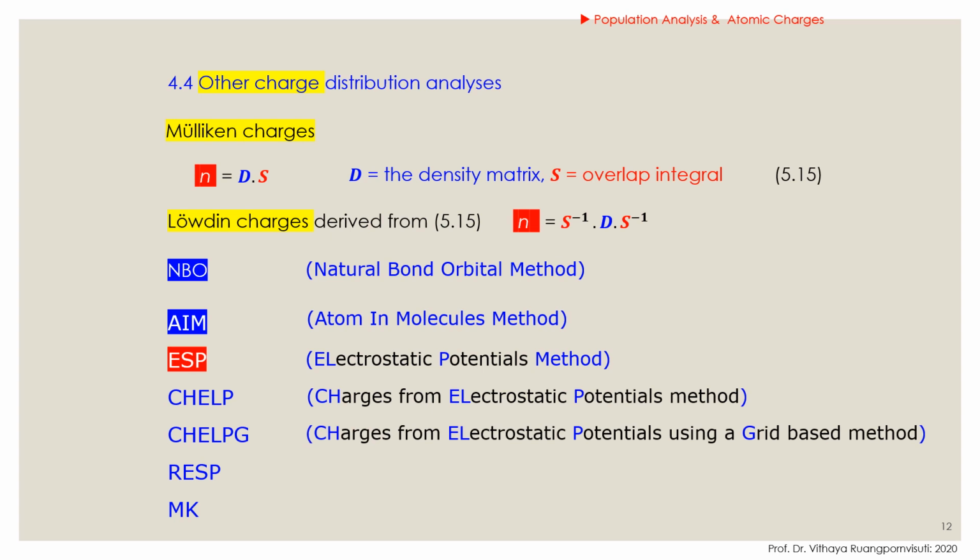The next distribution analysis is the CHelpG, the charges from electrostatic potentials using a grid-based method. The next is RESP, the restrained electrostatic potential method, and the last example is the MK, which stands for Merz-Kollman method.